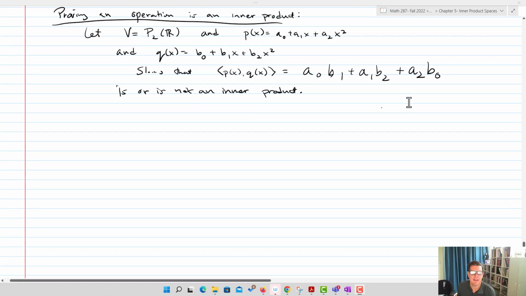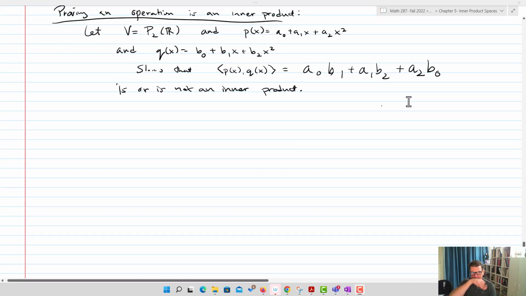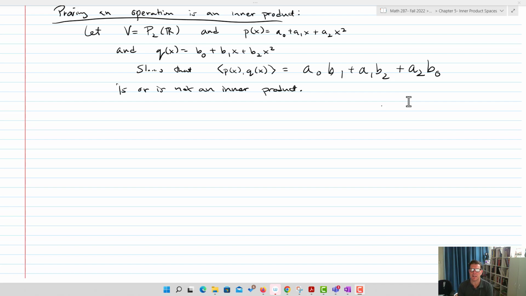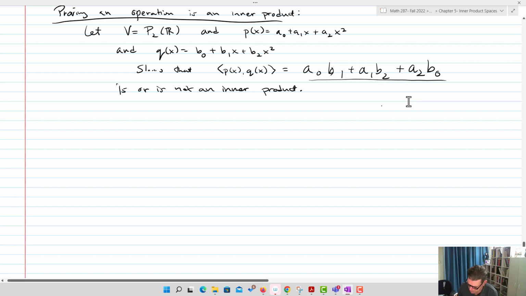So let's look at an example. Now what we want to do is just talk about proving whether or not an operation is an inner product. So let's say, for example, we have the vector space P2(R), and we'll have P(x) be a0 plus a1x plus a2x squared. So basically a general polynomial, or a second degree polynomial. And Q(x) be b0 plus b1x plus b2x squared. And what we want to do is define our inner product as a0 b1 plus a1 b2 plus a2 b0. And we want to know whether or not this is an inner product.